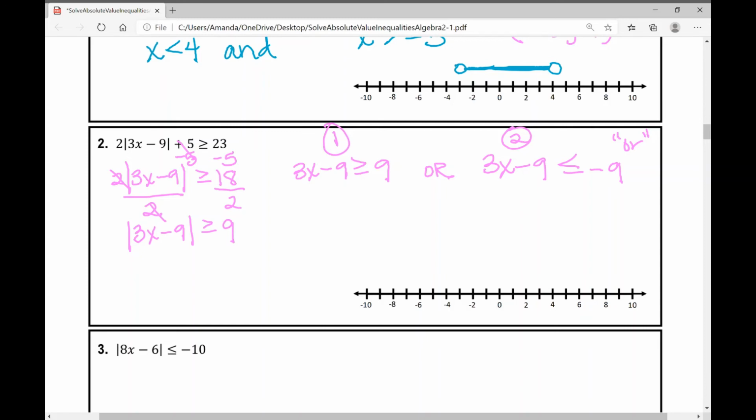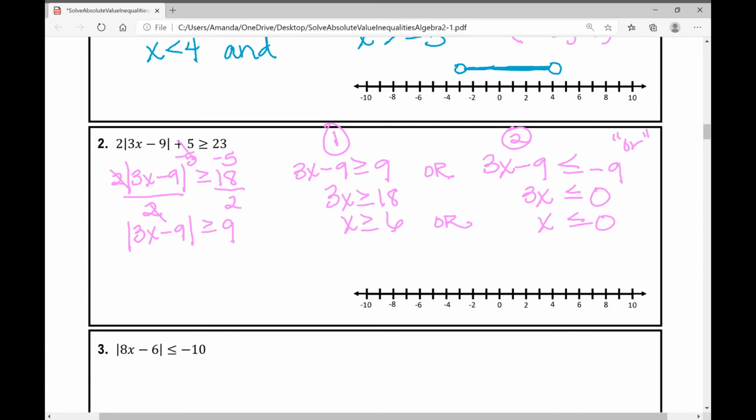So in case number 1, if I add 9 to both sides, I get 3x is greater than or equal to 18. And when I divide both sides by 3, I get x is greater than or equal to 6. There's one of my simple inequalities for my solution. In the next case, if I add 9 to both sides, I get 3x is less than or equal to 0. And then if I divide both sides by 3, I get x is less than or equal to 0. So this is an OR compound inequality.